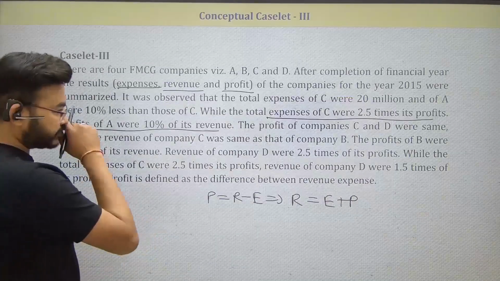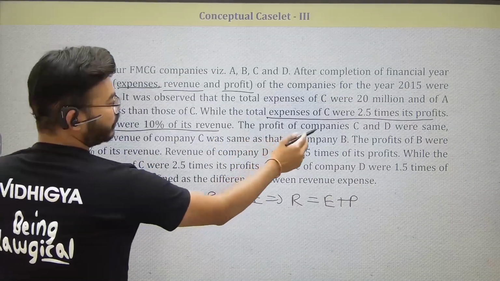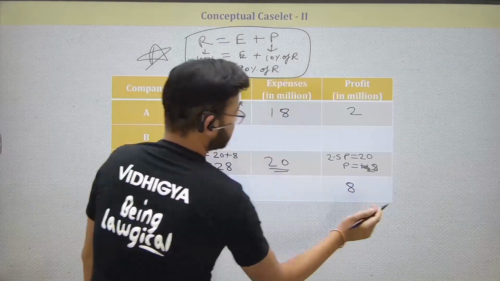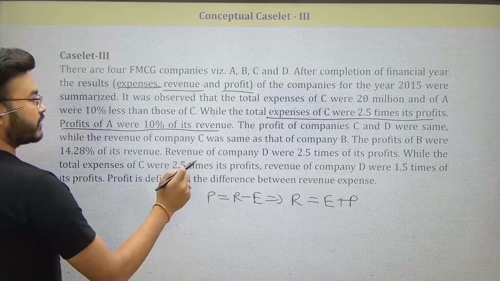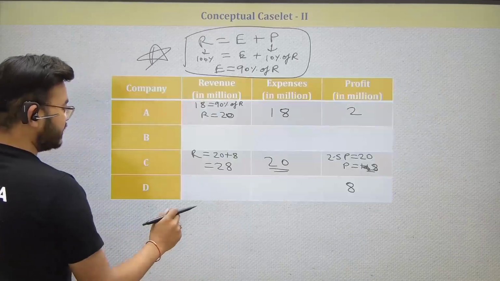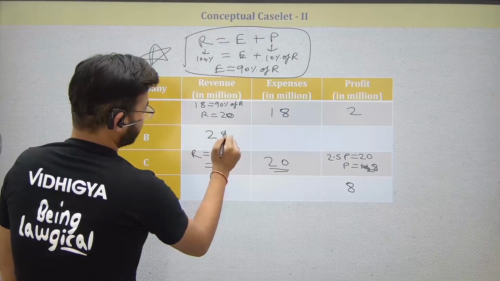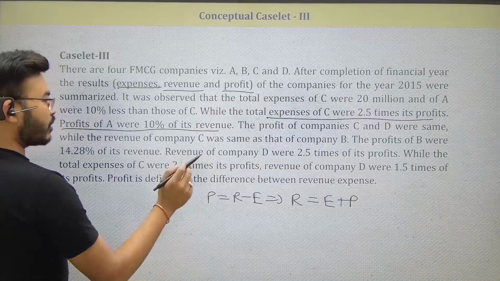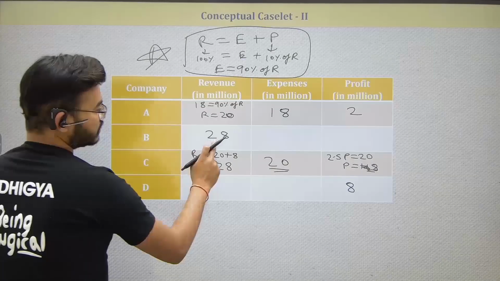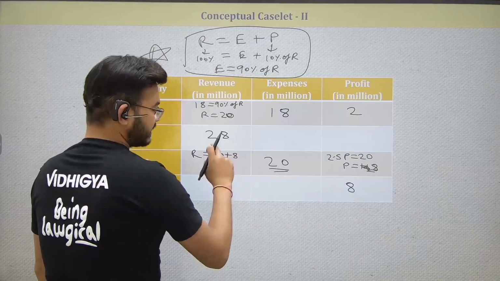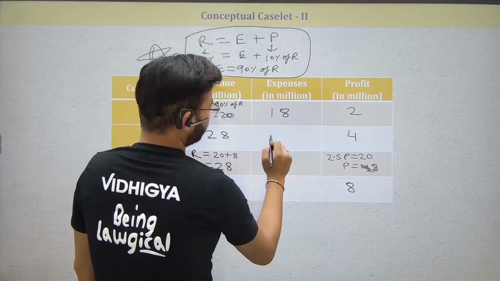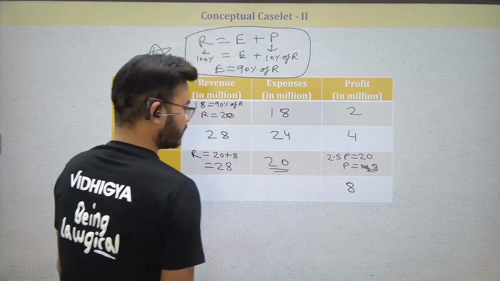Next, the profit of companies C and D were same. So C and D profits are same, so it will be 8. While the revenue of company C was same as that of company B, revenue is also same, so it also becomes 28. The profits of B were 14.28% of its revenue. So 14.28 is 1 by 7. So 1 by 7 of 28, that means 4. So 28 and 4, that means this will be 24.